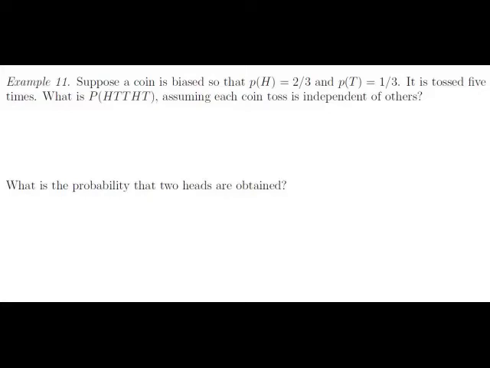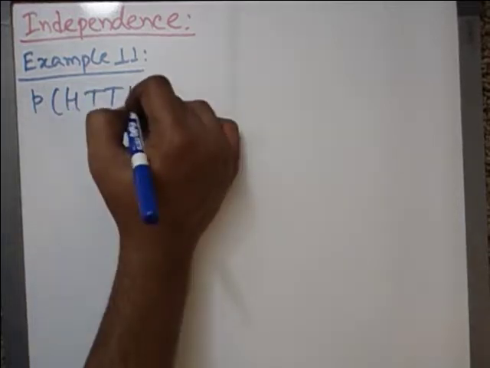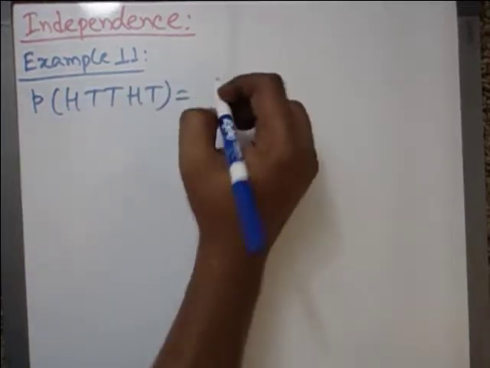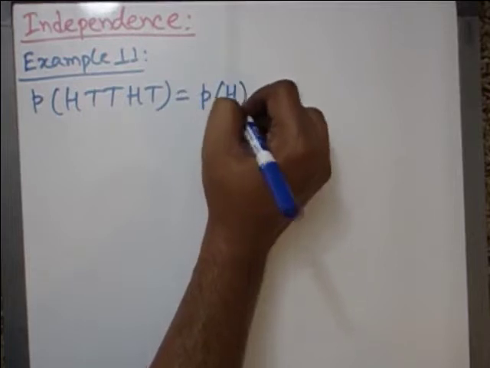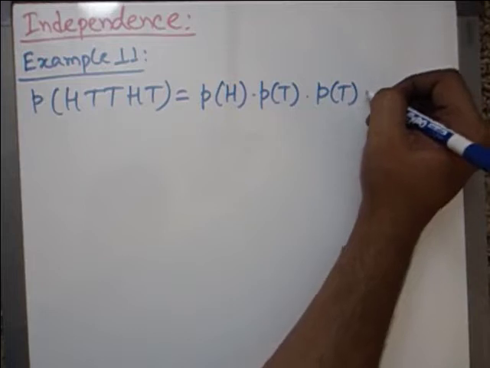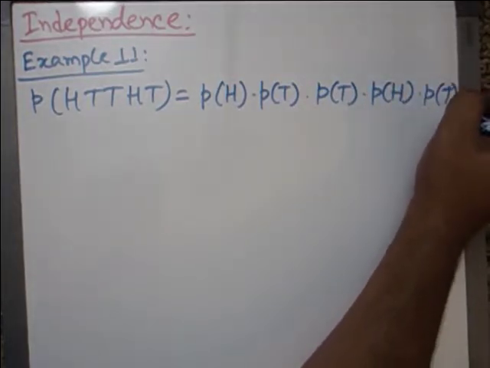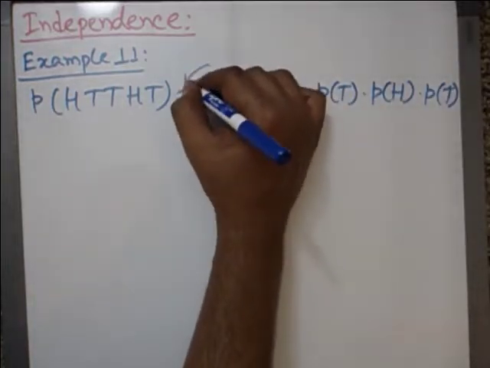Suppose a coin is biased so that the probability of head is 2/3 and probability of tail is 1/3. It is tossed 5 times. What is the probability of HTTHT? So probability of HTTHT is the same as probability of H times probability of T times probability of T times probability of H times probability of T, because of independence.